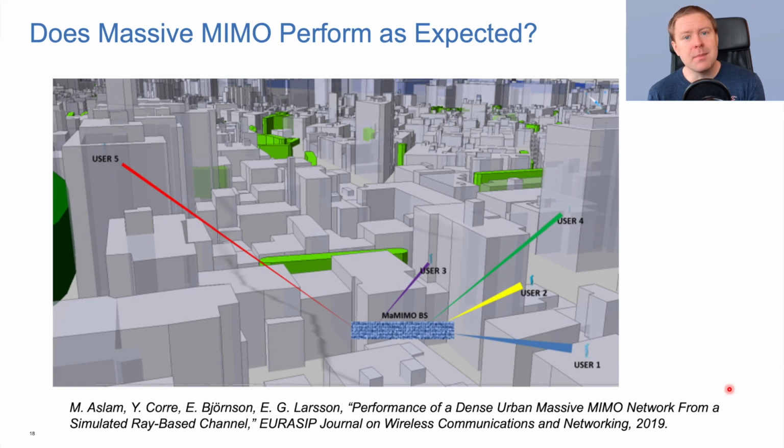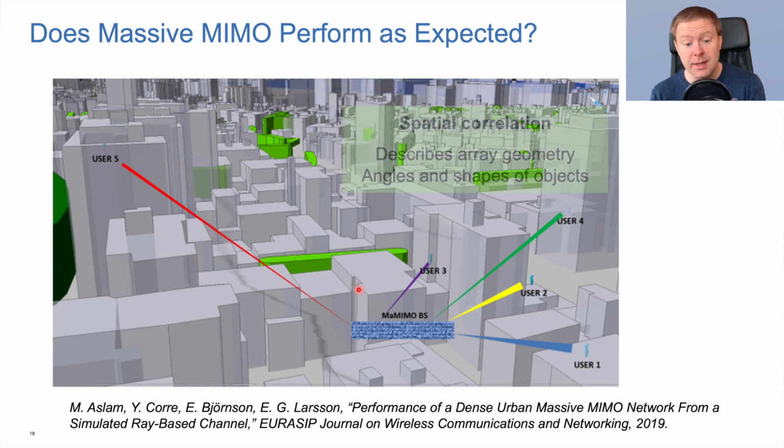So does this massive MIMO product that now exists perform as expected? Well, to have a closer look at that, let's look at some simulations based on realistic ray tracing models. This is for a city. It's inspired by New York City. We put up base stations at several locations, and we put out users in different buildings, and we are computing the actual channels that we're getting.